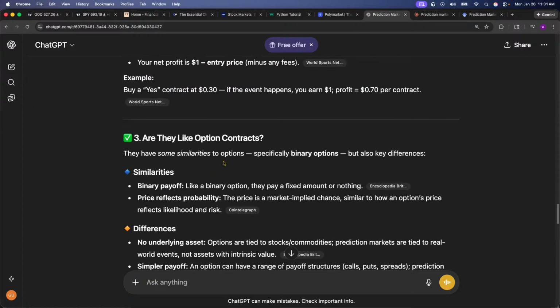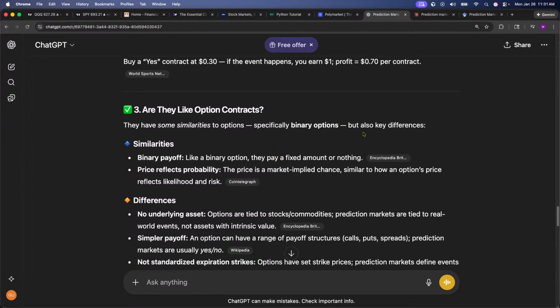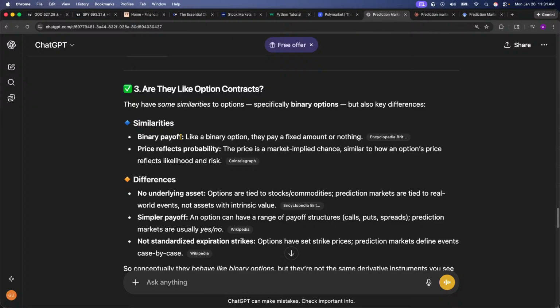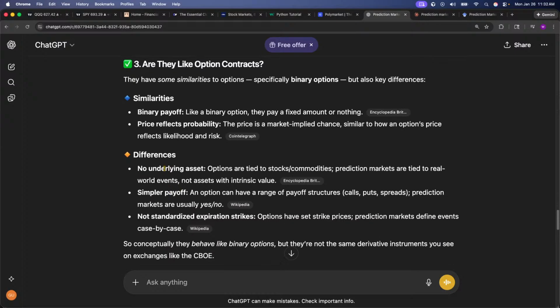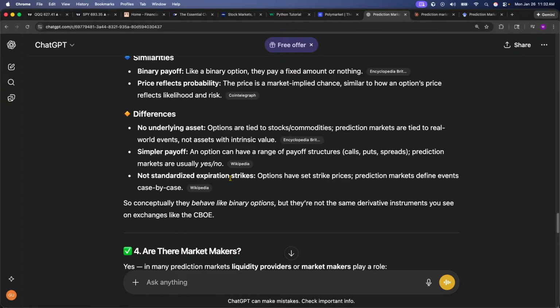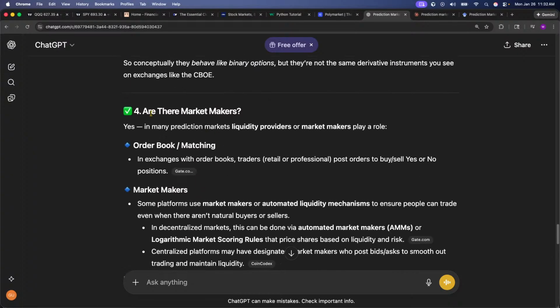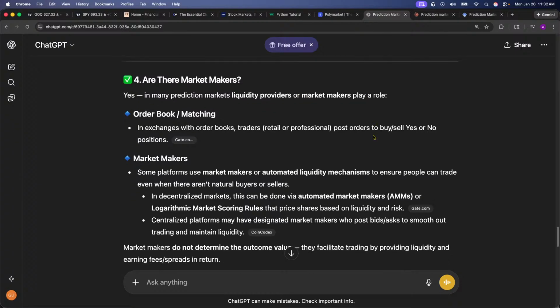Are these like option contracts? They have similarities to option contracts, specifically binary options, but there are key differences. Similarities: like binary options, they pay a fixed amount or nothing. Price reflects the probability. Differences: there's no underlying asset, the payoff is simpler, and there are no standard expiration strikes. Many prediction market liquidity providers or market makers play a role.